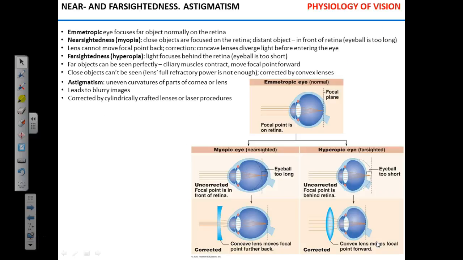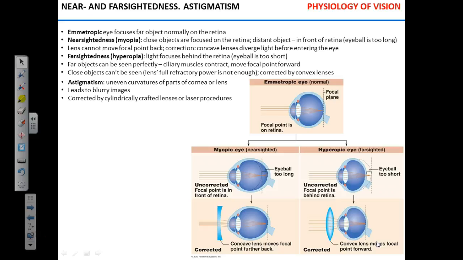Pathology, like a really quick review. When somebody has nearsightedness, the eye anatomically is too long. In farsightedness, it's too short. In nearsightedness, we use what type of lens? Concave. In farsightedness, convex. Okay?